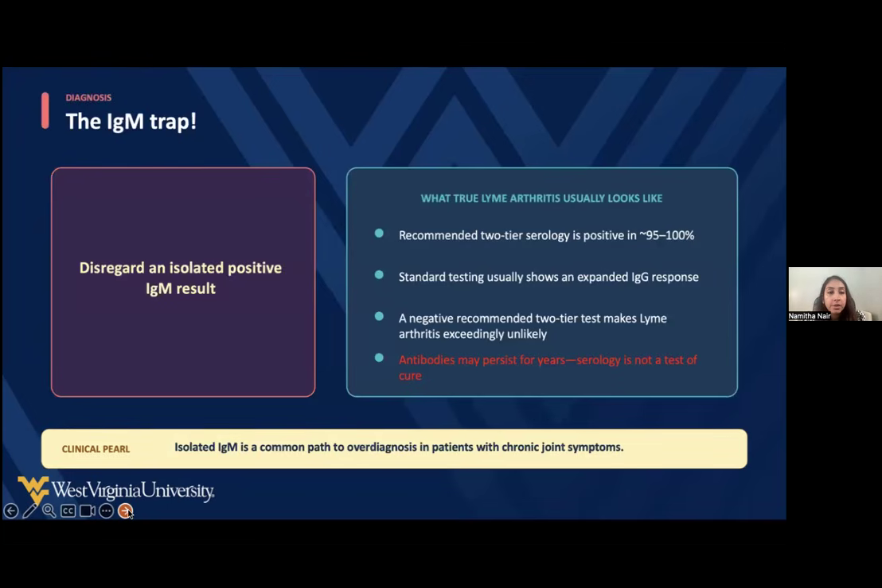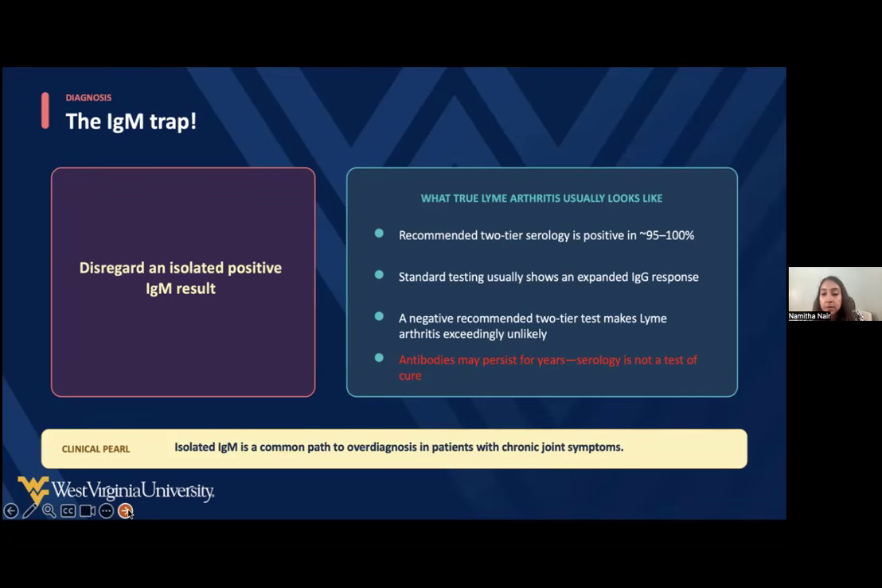And so I mentioned the IgM trap initially. So disregard an isolated positive IgM result. It has to be that expanded IgG response as well, along with a positive screen. Also note that with the two-tier serology, it's usually positive in 95 to 100%. So it's a pretty good sensitivity and specificity for this diagnostic testing. A negative recommended two-tier test makes Lyme's arthritis exceedingly unlikely. It's not impossible, but it is unlikely.